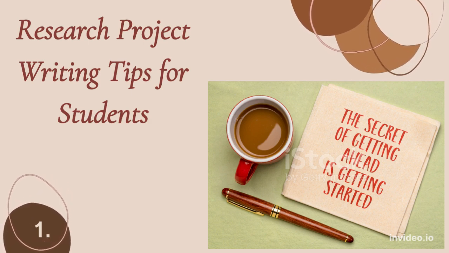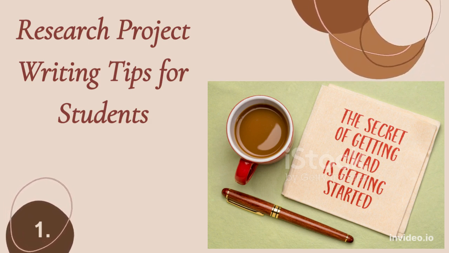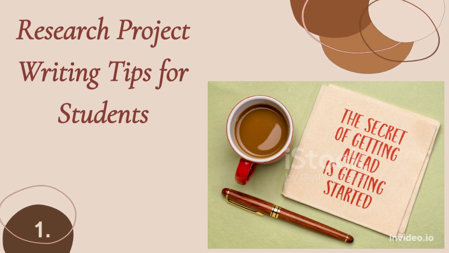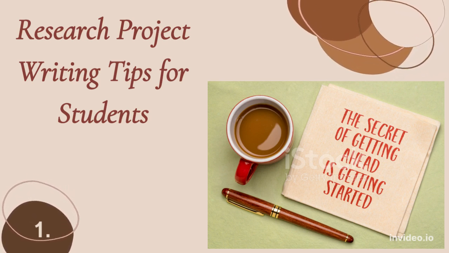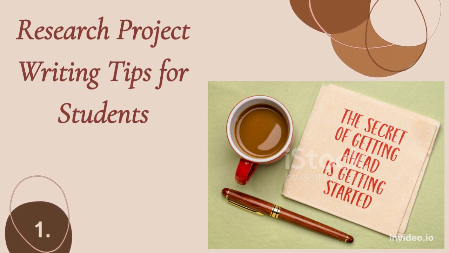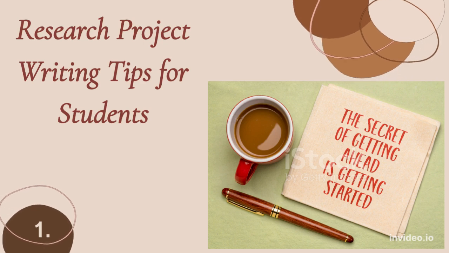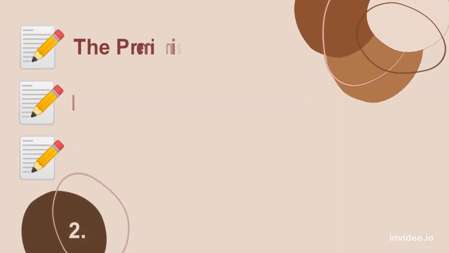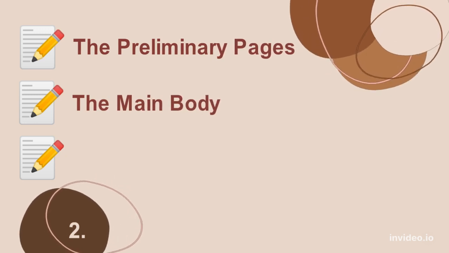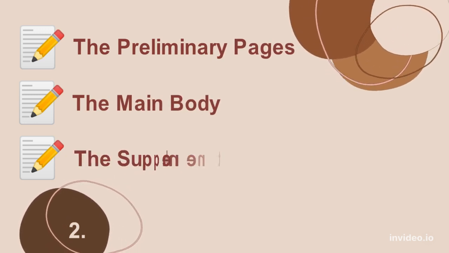Research project writing process could be very intimidating if you have not done it before, but going through the tips in this video would help you. Normally, research project writing is guided by a format and it varies from one educational institution to another. However, the basic elements are essentially the same. A typical final year project should consist of three main parts: the preliminary pages, the main body which is divided into chapters, and the supplementary pages.